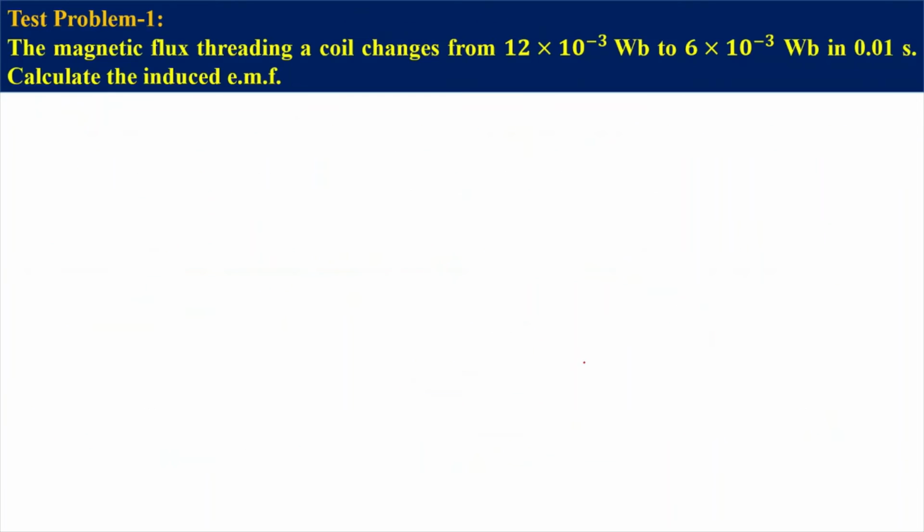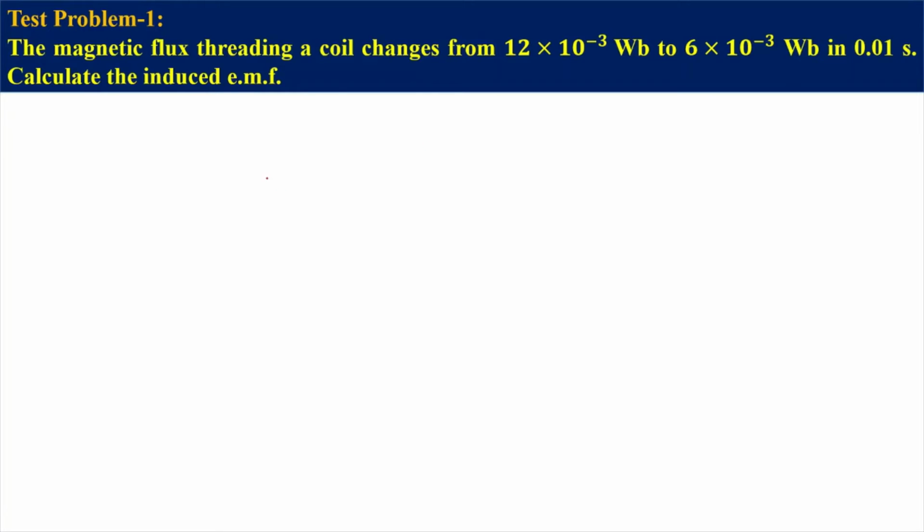Now based upon this, let us see a numerical problem. So the first problem goes like this. It says the magnetic flux threading a coil changes from 12 into 10 to the power minus 3 Weber to 6 into 10 to the power minus 3 Weber in 0.01 seconds, then calculate the induced EMF.